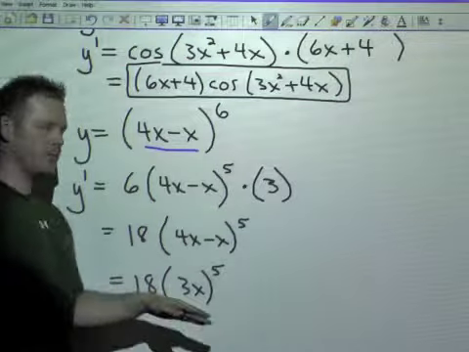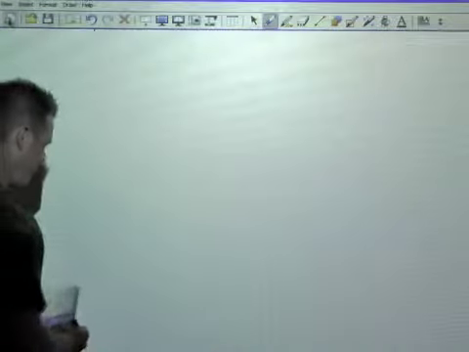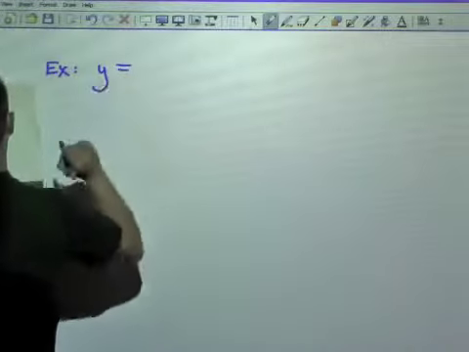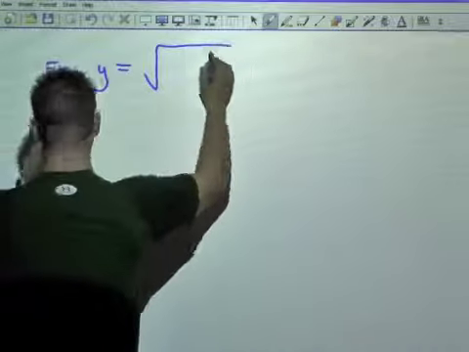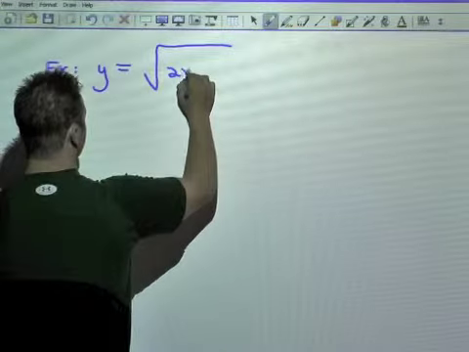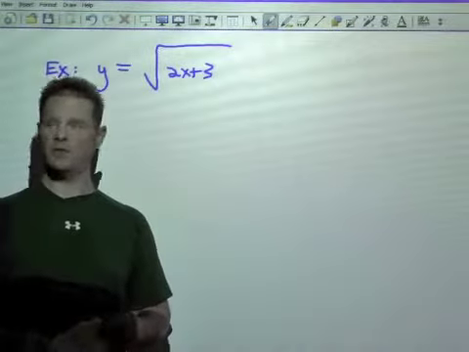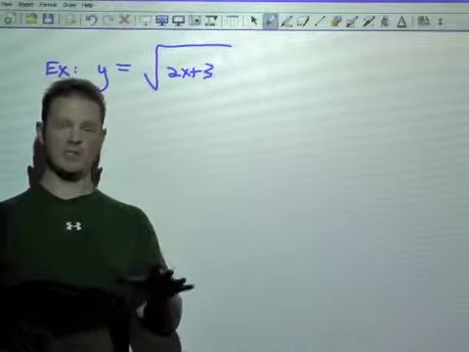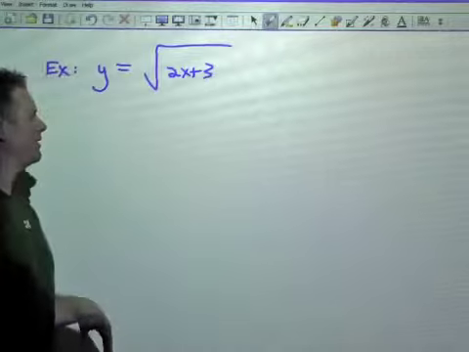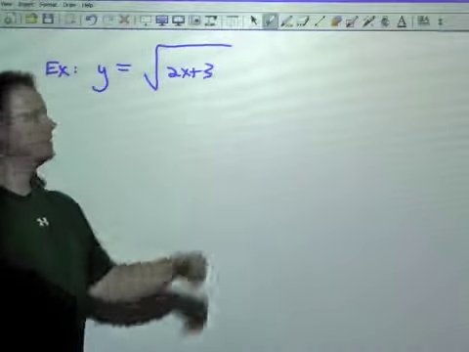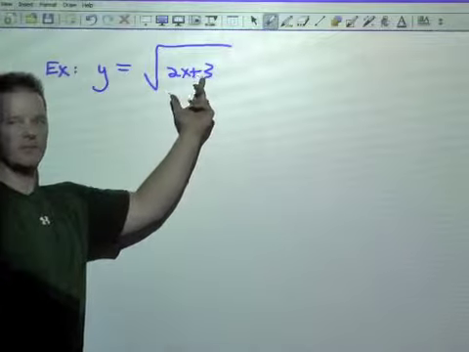Okay, now let's look at some more challenging situations. Let's say the function I'm differentiating is the square root of 2x plus 3. Now there's no parentheses here, so you still have to look at the problem and identify what's inside and what's outside. And again, it's pretty clear. The outside function is the square root. The inside function is the 2x plus 3.